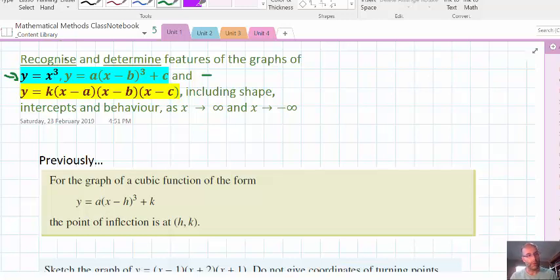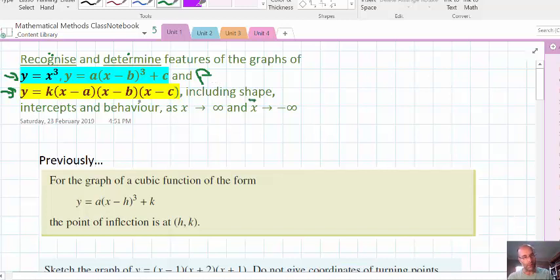So, learning goal: we're going to recognise and determine features of the graphs of y equals x cubed, y equals a(x minus b) cubed plus c, and in particular the main focus will be on y equals k(x minus a)(x minus b)(x minus c). The first two were pretty much taken care of in a previous video. We'll be alluding to them only occasionally, mainly the third one in yellow.